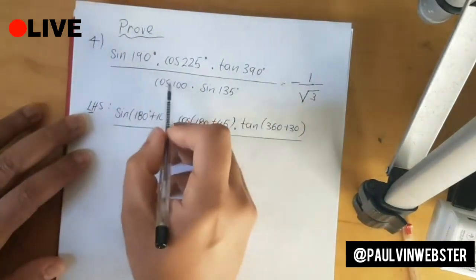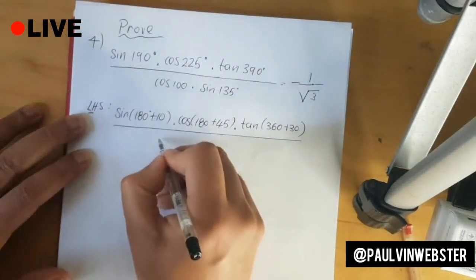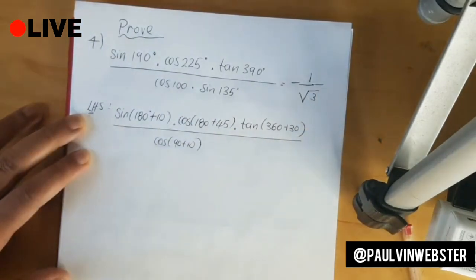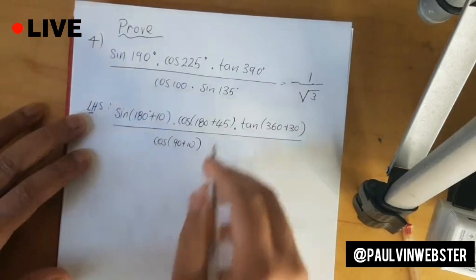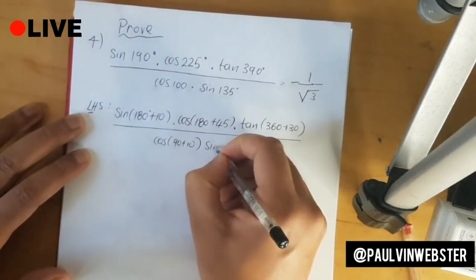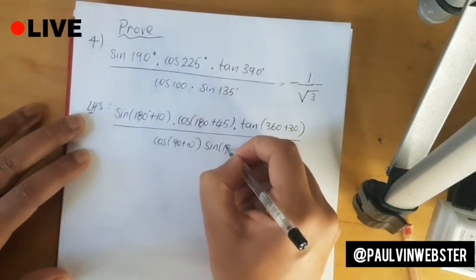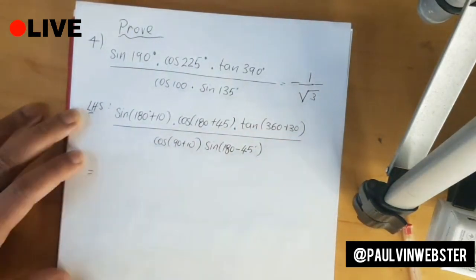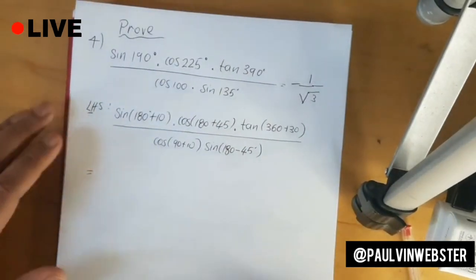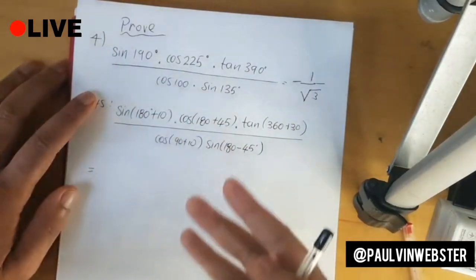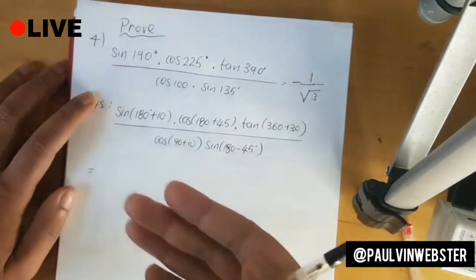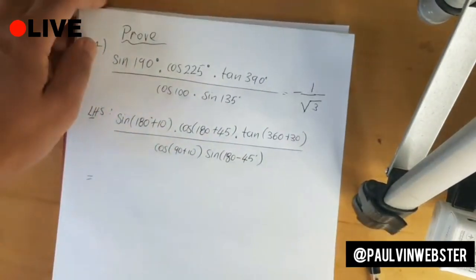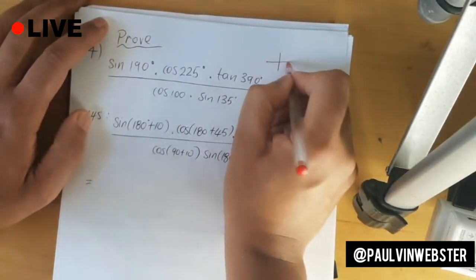this here. Okay, cos of 100 we can also rewrite as cos of 90 plus 10, and sine of 135 we can also write as 180 minus 45. Okay, equal to. So now, as I've said before, if you see 180 and 360 and 90, then you know we're going to make use of reduction formula and also cofunction. So we're going to use that CAST diagram.